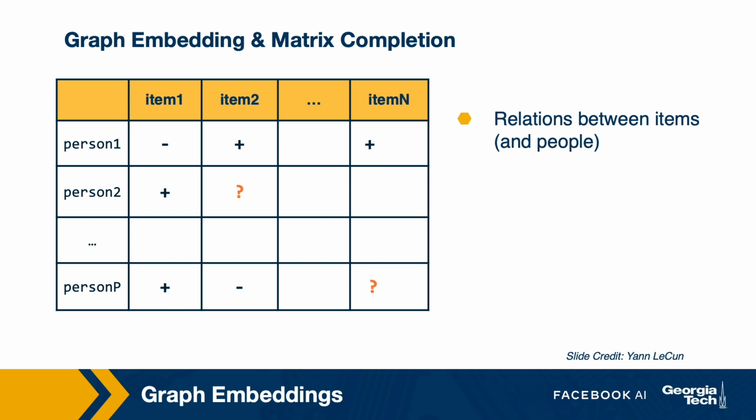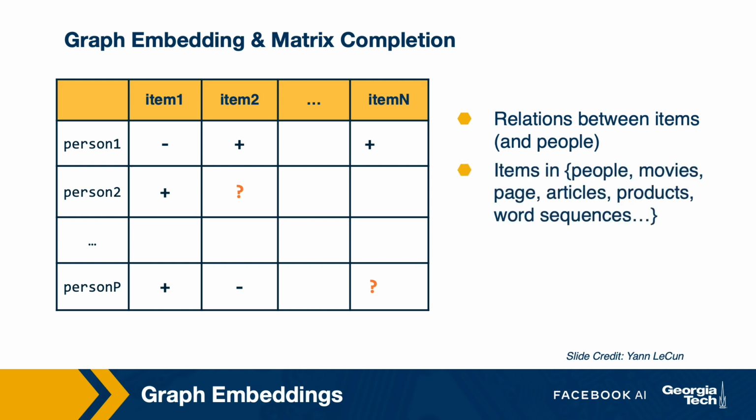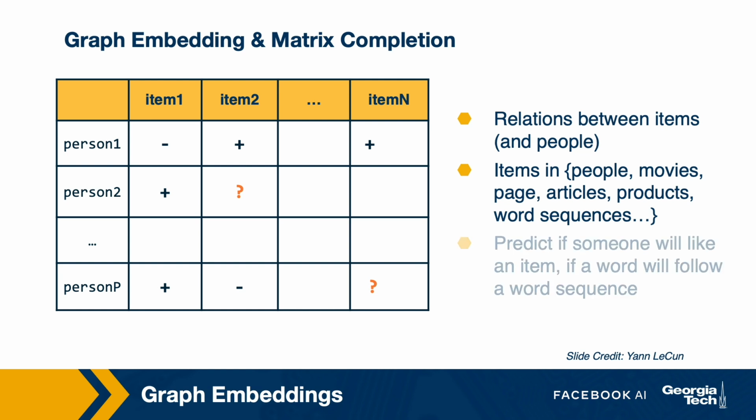We know that there are relations between items and people, and the items can be people, movies, pages, articles, products, or word sequences. And you would like to predict if someone likes an item or a word will follow a word sequence. So you can learn the vector representation of people and items here such that some simple form of the function between these two vectors will fit the existing values in the matrix and predict the unknowns. So that is a particular case that we want to use graph embeddings for.